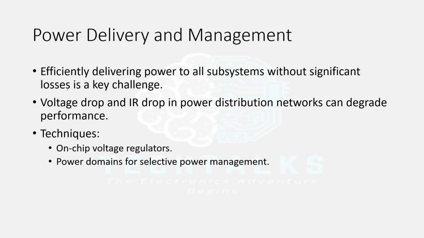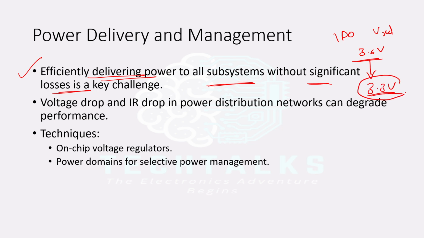And in power delivery and management, we always have to make sure that we are efficiently delivering power to all the subsystems without significant losses. For example, you have a low dropout voltage regulator, which requires a continuous supply of, let's say, 3.6 volts. But due to poor planning, suddenly one day this 3.6 volts drops to 3.3 volts. If it drops to 3.3 volts, you cannot guarantee the LDO output will be 1.8 volts. If this is not 1.8 volts, this will change the whole design system parameters, because digital 1 is 1.8 volts for your system.